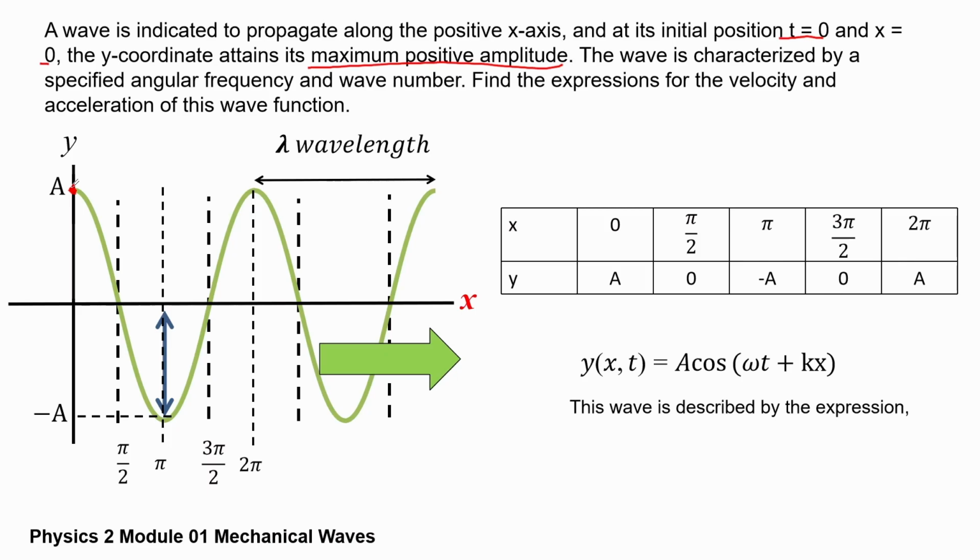Now, for that to happen, x equal to 0 and t equal to 0, the parameter inside the function must give a positive maximum amplitude. So we would expect to be using a cosine function, because if this is equal to 0, this will lead to a positive amplitude as shown here. So that means this is the ideal function that we should be using, because this would give us a maximum positive amplitude.